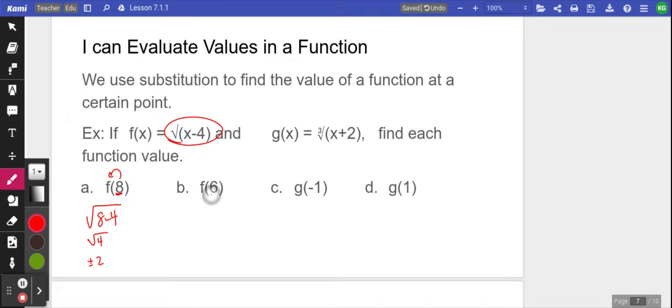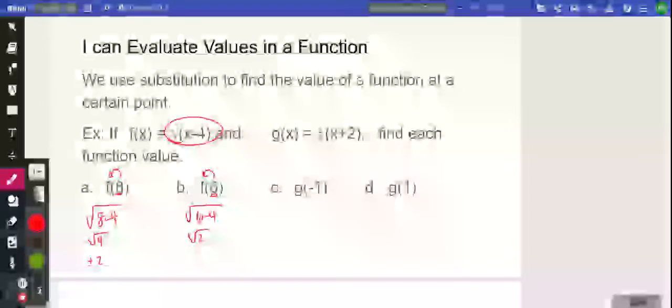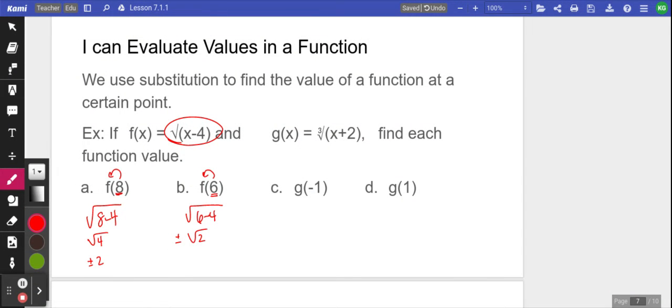The next one wants me to find the value of 6 in the f function. So the square root of 6 minus 4, or the square root of 2, which is a decimal, and we don't want decimals today. We want to leave it in simplest radical. So we're just going to write it down as plus or minus square root of 2.